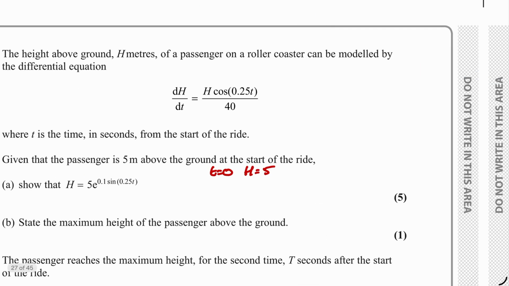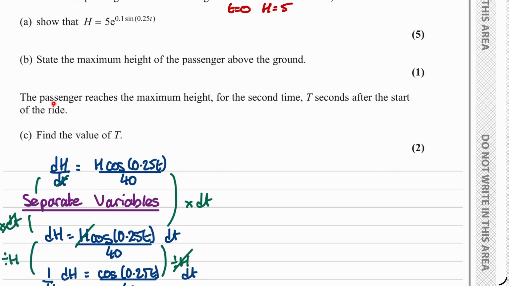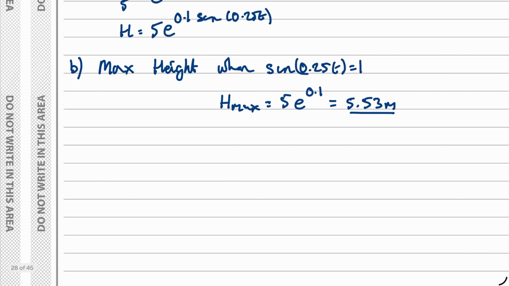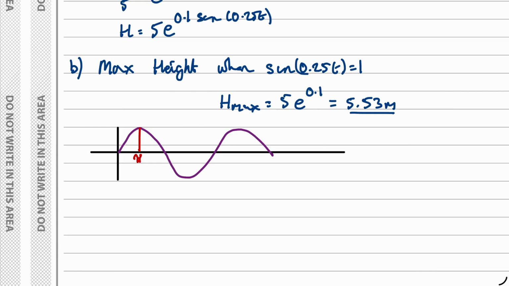And for part C, the passenger reaches the maximum height for the second time, t seconds after the start of the ride. Find the value of t. So we need to think about the next time the sine of a quarter t will equal 1. If we sketch the sine graph, it will equal 1 at pi over 2, and then again at 5 pi over 2. So the next time it will enter a maximum is when the 0.25t will equal 5 pi over 2.